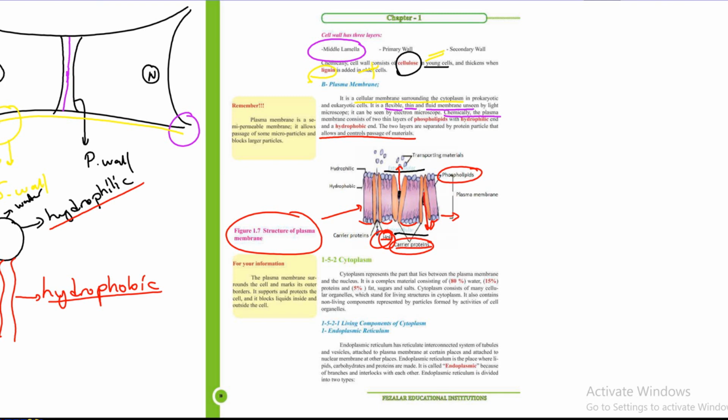And we said the cell wall is made up of 3 main layers: primary wall, secondary wall, and middle lamella, while the plasma membrane consists of 2 layers of phospholipids and some protein particles that separate them from one another and control material exchange in and out of the cell.